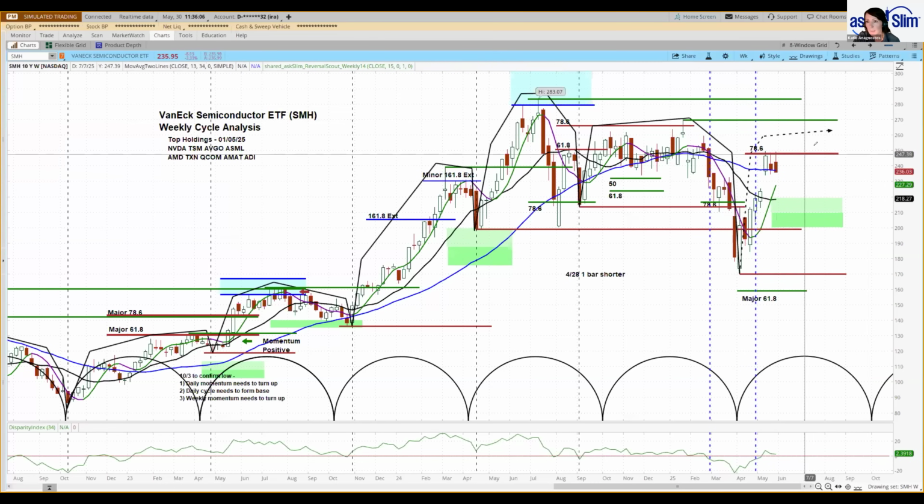Positive momentum, having some trouble here at the 78.6% fib.